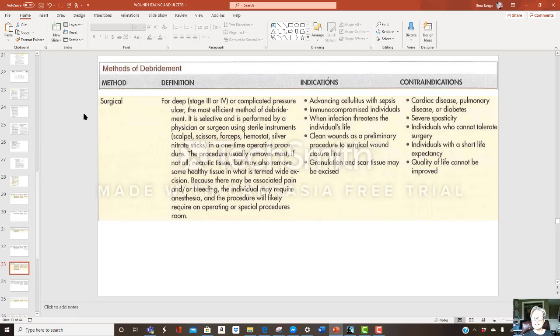Indications: advancing cellulitis with sepsis, immunocompromised individuals, when infection threatens the individual's life, clean wounds as a preliminary procedure to surgical wound closure; granulation and scar tissue may be excised. Contraindications: cardiac disease, pulmonary disease, or diabetes, severe spasticity, individuals who cannot tolerate surgery, individuals with a short life expectancy, quality of life cannot be improved.